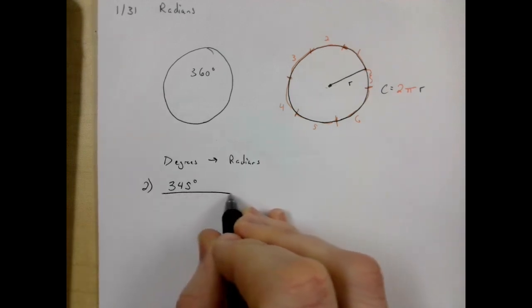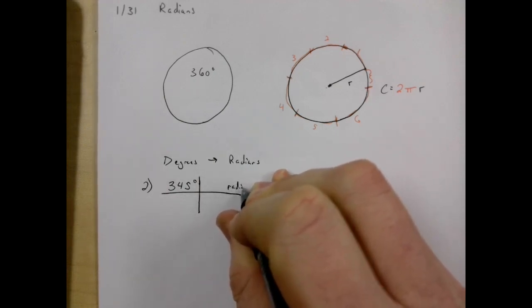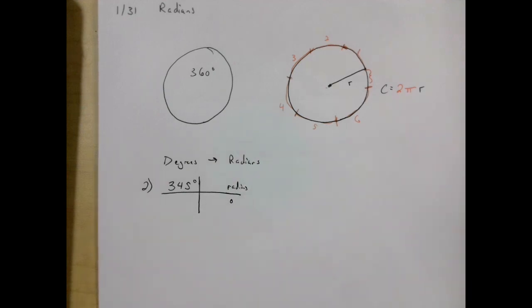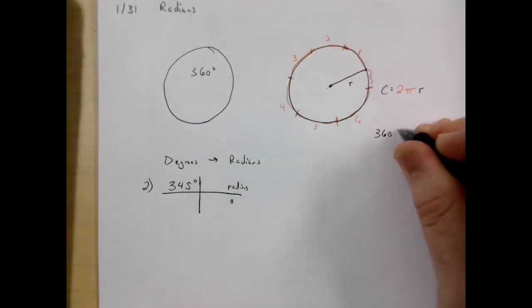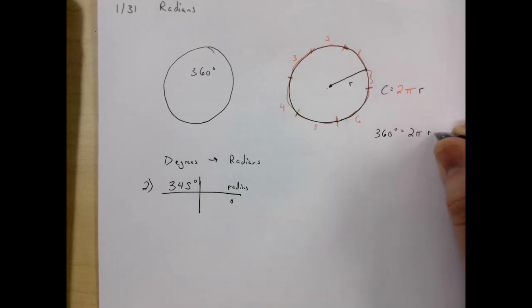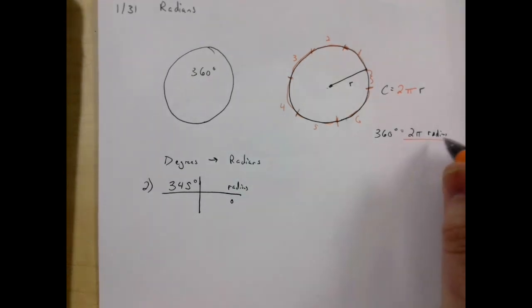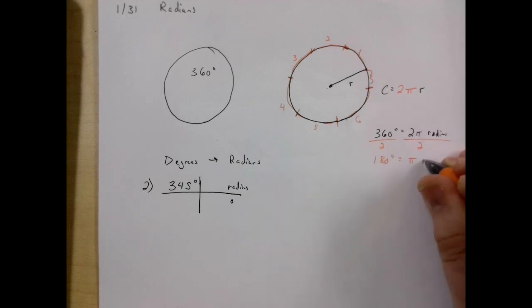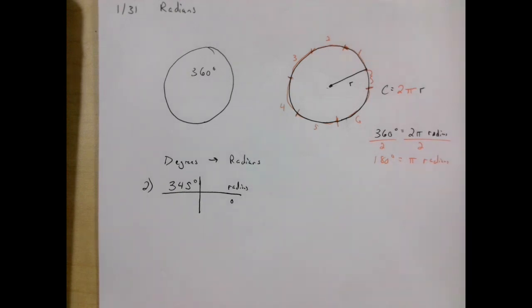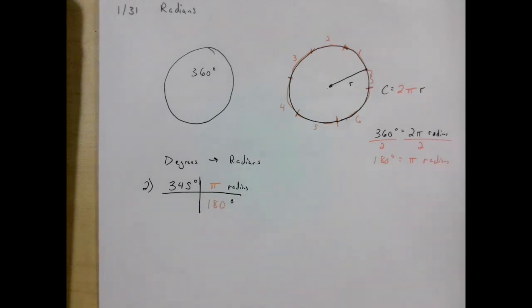Just like in science class, we can set up a conversion factor, and we always do it with what we want over what we have. So we want radians, we have degrees. Okay? Now, if we think about this, a full circle, 360 degrees, is equal to 2 pi radians. If I divide each side by 2, I get my conversion factor, which is that 180 degrees is equal to pi radians. So there's my conversion factor right there. I know that pi radians is 180 degrees.